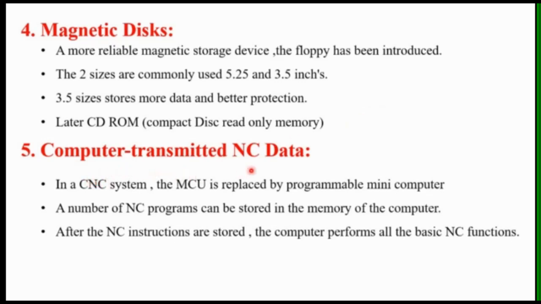Next one is computer transmitted NC data. In CNC systems, the MCU, that means the machine control unit, is replaced by a programmable mini computer. A number of NC programs can be stored in the memory of the computer. So this is the benefit of computer transmitted NC control. After the NC instructions are stored, the computer performs all the basic NC functions automatically and very easily. This is also a benefit of computer transmitted NC data.